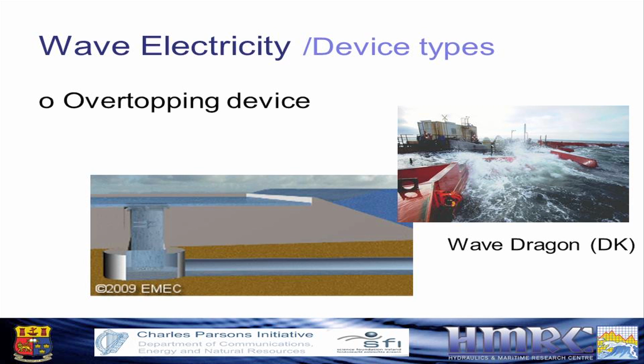A very different one there. It's called overtopping. So you might see here, we have waves, and there is a big slope here, and the waves would ramp up that slope, get trapped in a big reservoir, and then the water would be released to the ocean via a turbine here. So in principle, it's very similar to a hydraulic dam. An example you might see here is called the Wave Dragon, and that's a Danish company.